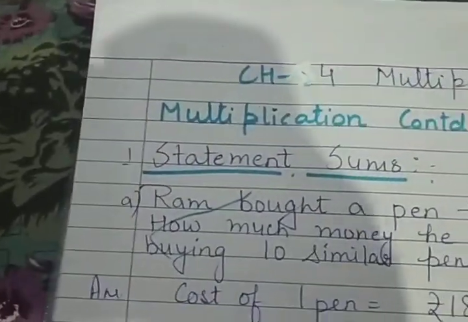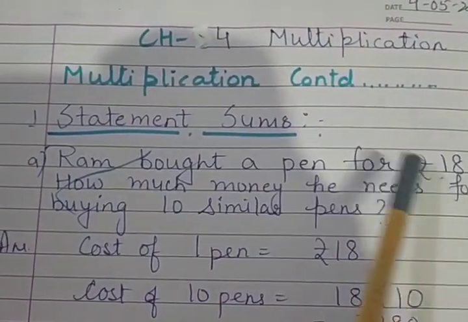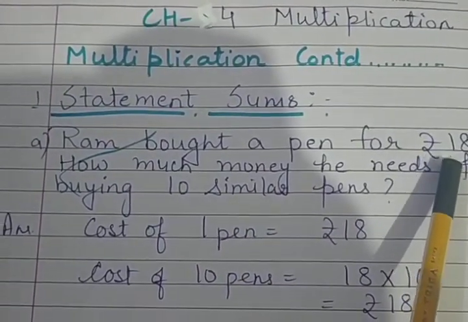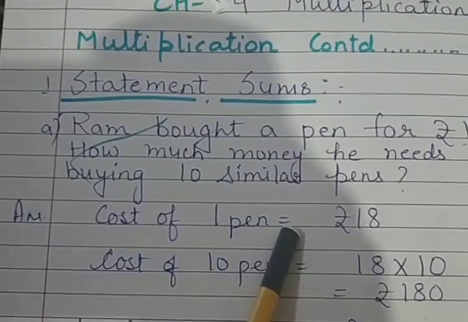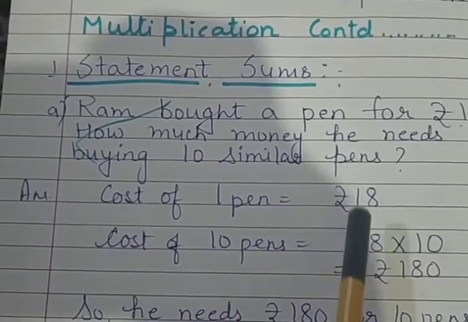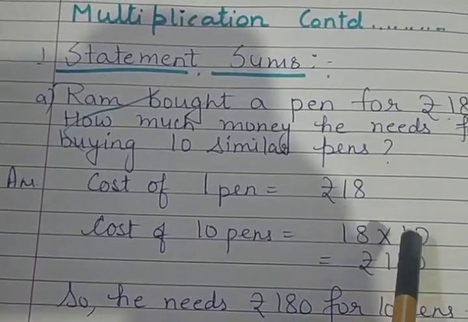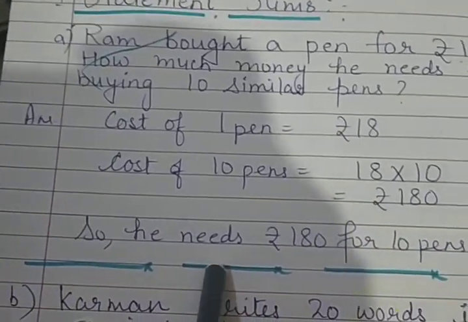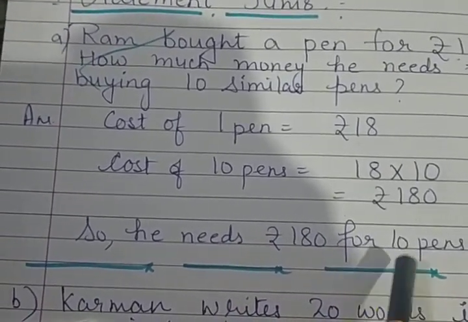So let's take an example of a statement sum. Ram bought a pen for rupees 18. A pen means 1 pen. So 1 pen is for how much? 18 rupees. How much money he needs for buying 10 similar pens? So we can do a mental working for that. If 1 pen is for rupees 18, what will be the cost of 10 pens? Cost of 10 pen will be 18 into 10, that is rupees 180. So we can write our concluding statement. So he needs rupees 180 for 10 pens.